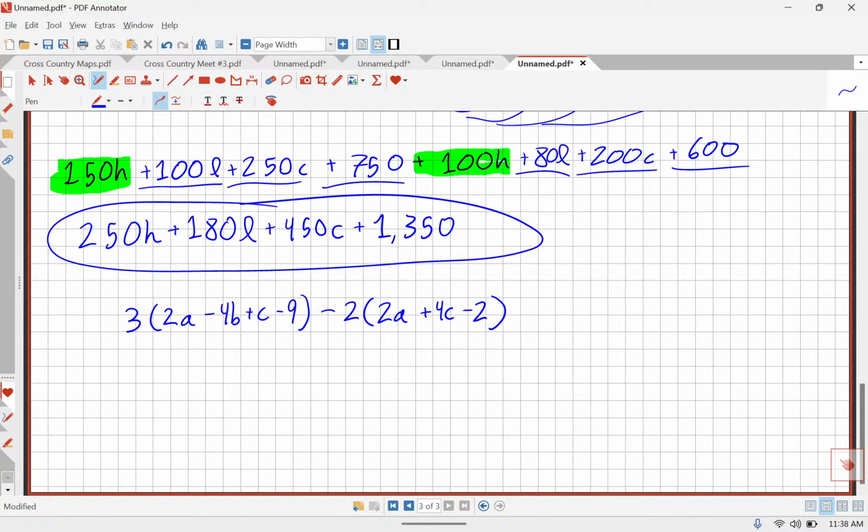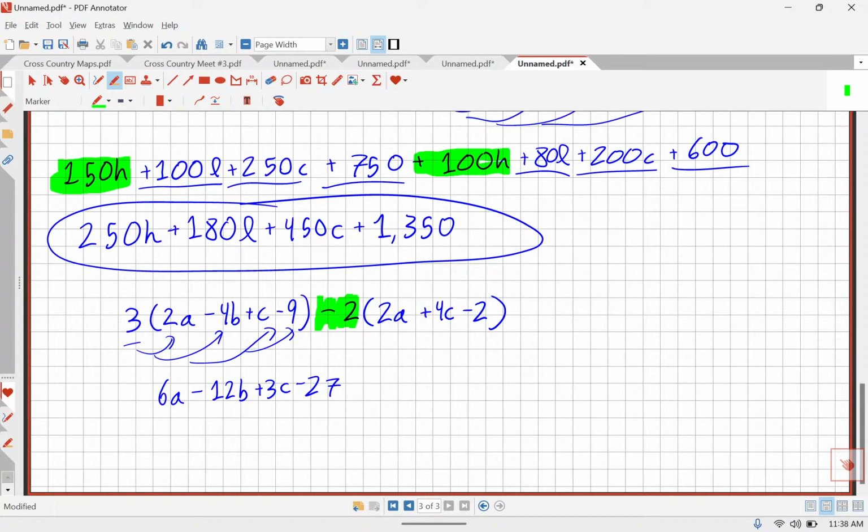To do something like this, and we are in the last 5 minutes, so we're going to make this the last one, but in the interest of time, let me take care of it. The first step is just to multiply through, just like this, right? So that becomes 6a minus 12b plus 3c minus 27. Now, I've got a question for you. Is that a minus 2 or a negative 2? Yes! The answer is yes!